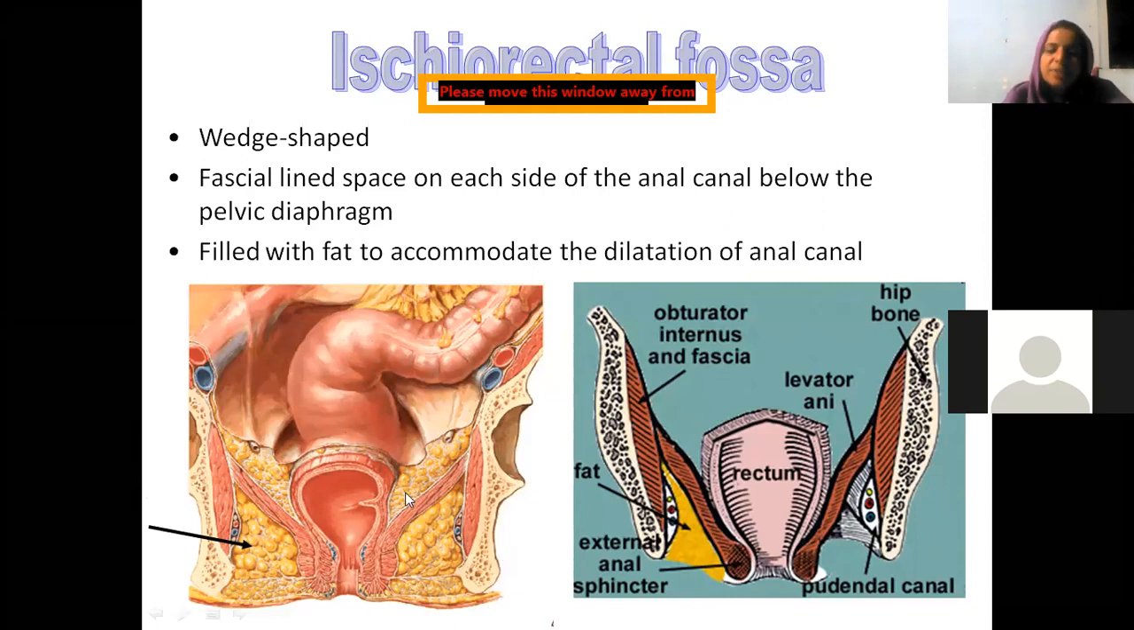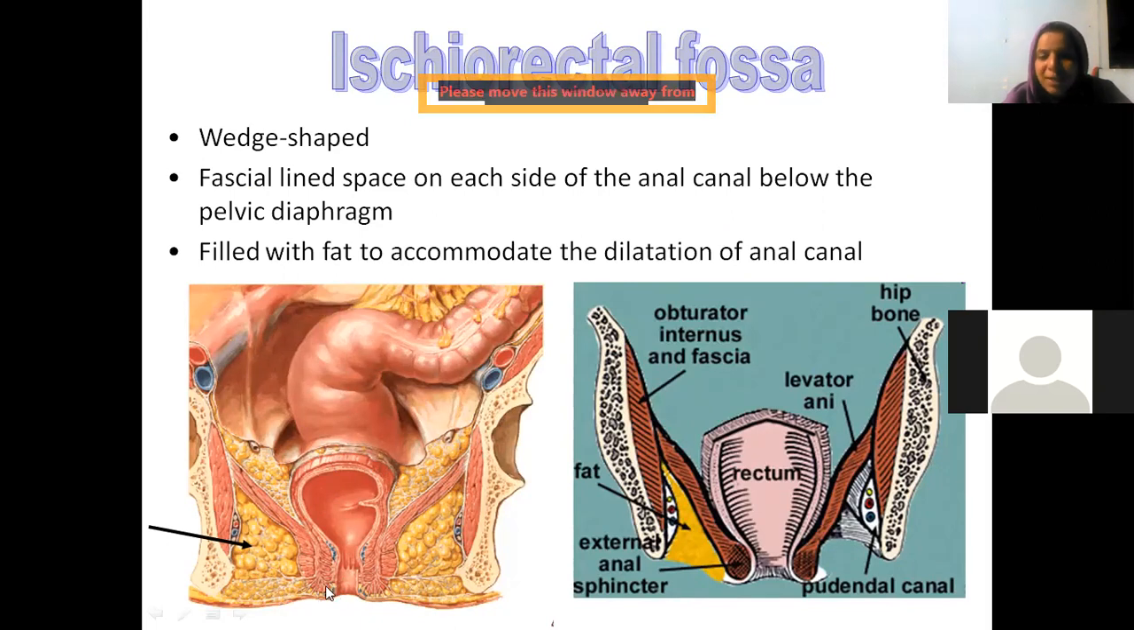Okay, it's also called ischioanal fossa because fat is also surrounding the anal orifice. So two names, any question can be asked, but the answer remains the same. So if you look at this ischiorectal fossa from the posterior aspect, it looks very irregular, that is wedge shaped. Okay, now see here, this ischiorectal fossa is lined by fascia.